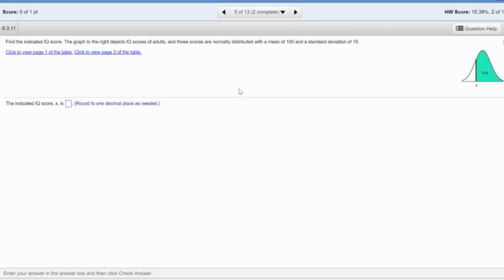Okay, this one. Again, something related to IQ scores. So we have to find out the X here. As opposed to the previous example, where the X values were given and we had to find the area, now here the area is given. We have to find the X value. So let's do this one.